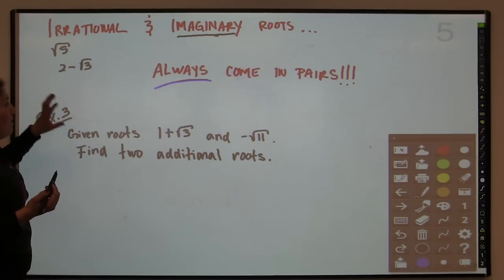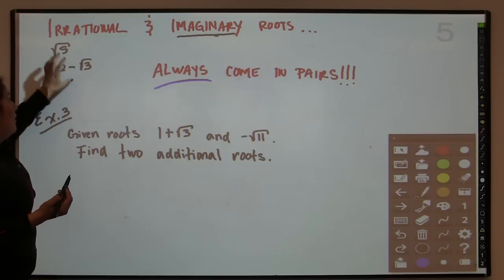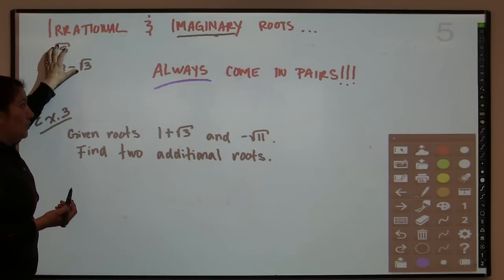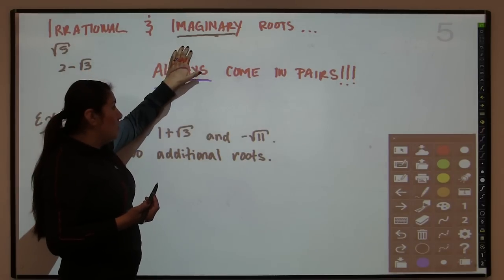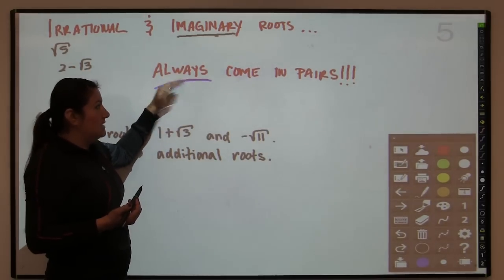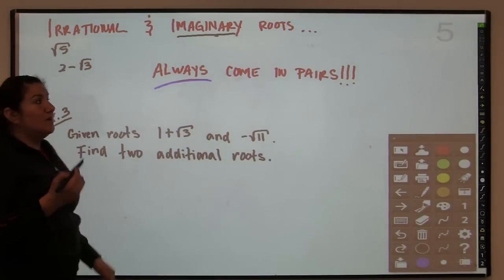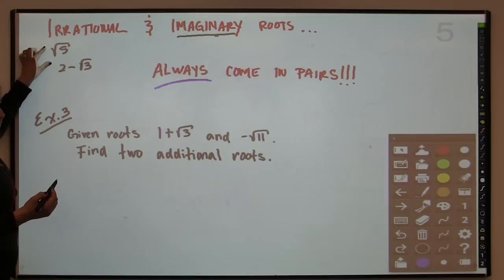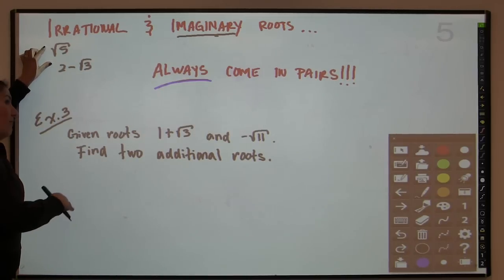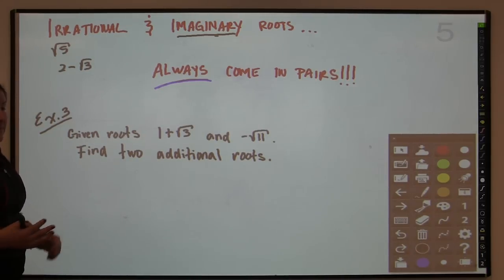But the 2 theorems in this lesson are basically saying that when you have an irrational root, when you have an imaginary root, they will always come in pairs. So it is impossible to have root 5 as a 0 and not have negative root 5 as a 0, because they always come in conjugate pairs.